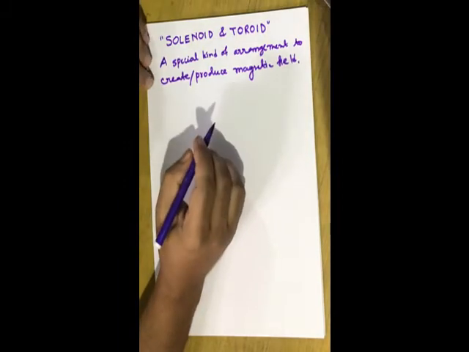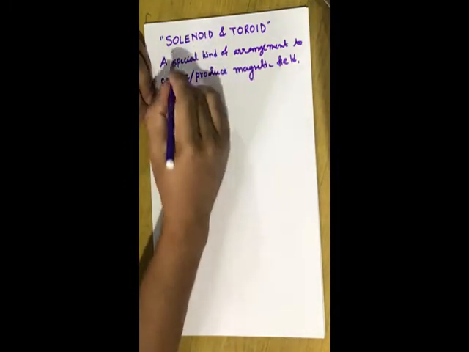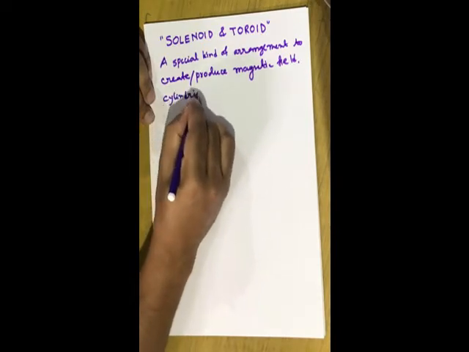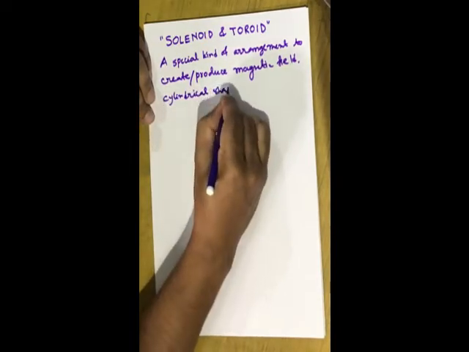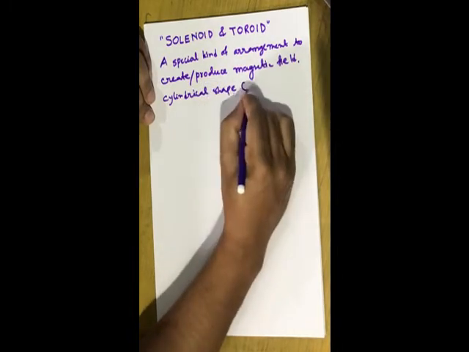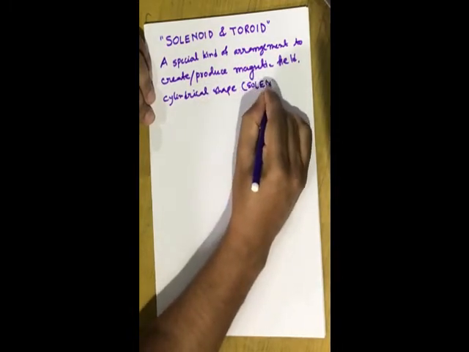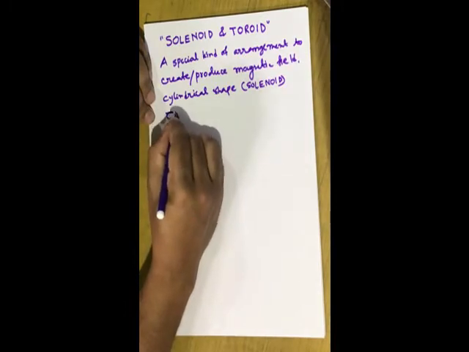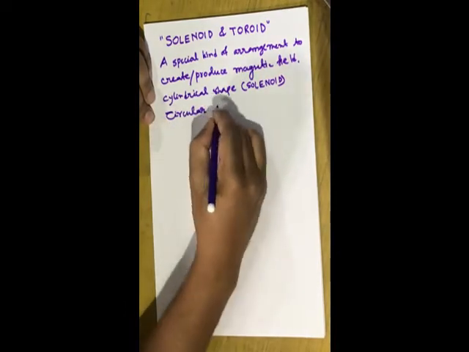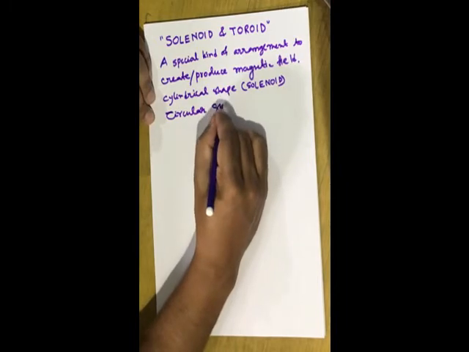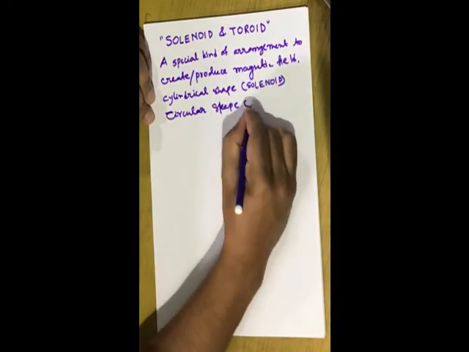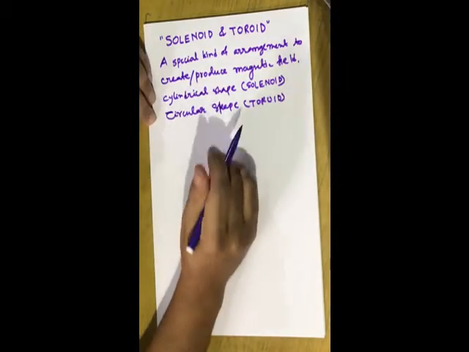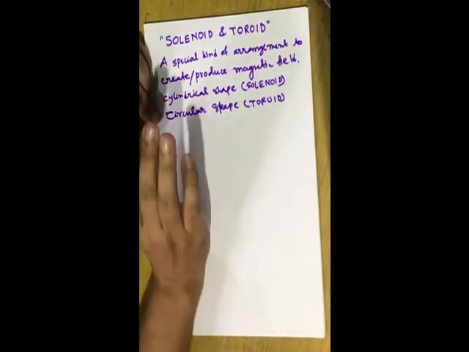Okay, and the shape of the solenoid is actually a cylindrical shape, and a toroid is a circular shape or in the form of a ring. Okay, circular shape. This is toroid. Now you see cylindrical shape, circular shape, these are all symmetrical shapes.